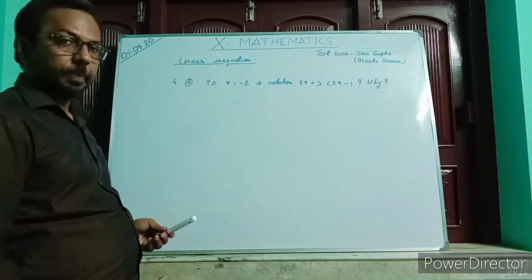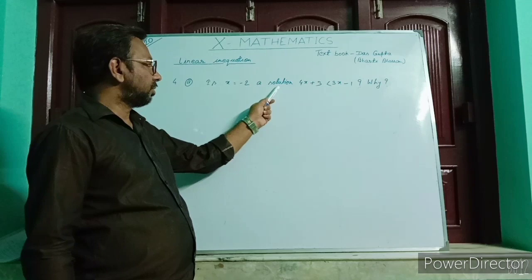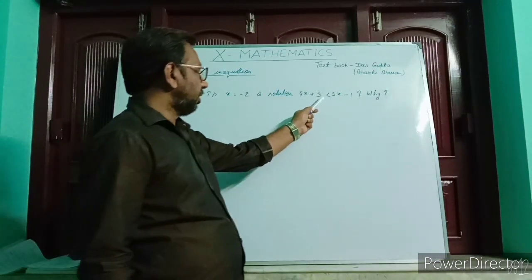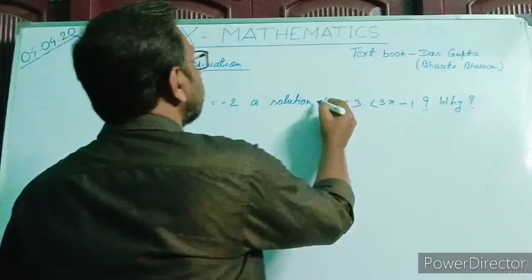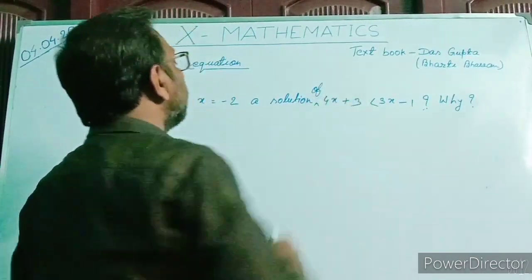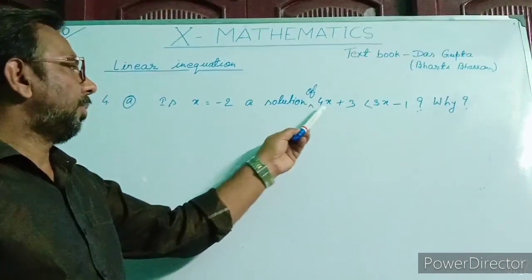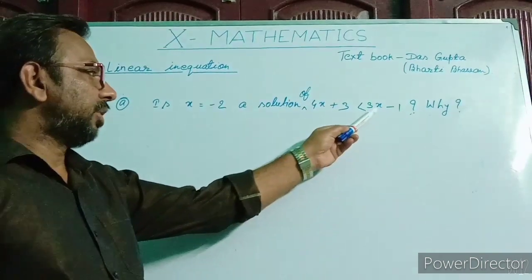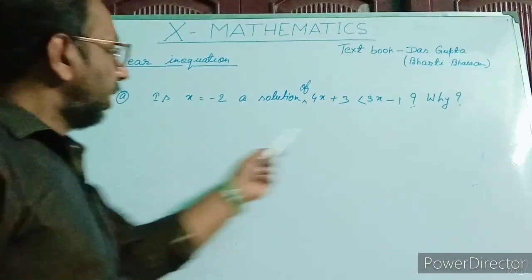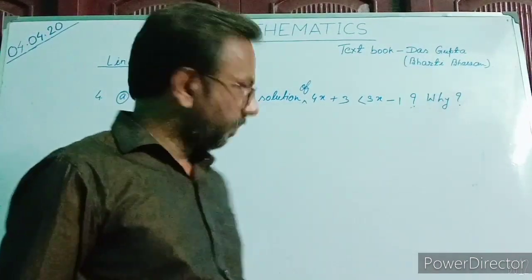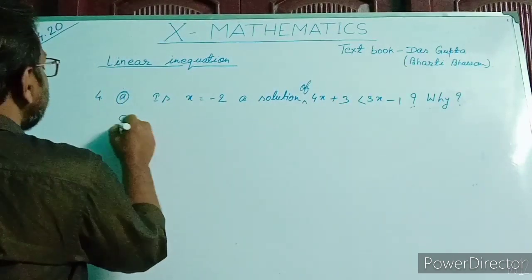Question number 4a. Is x equal to minus 2 a solution of 4x plus 3 is smaller than 3x minus 1? Why? If it is the solution, then we write the reason. The inequation is 4x plus 3 smaller than 3x minus 1. So you write the solution here.